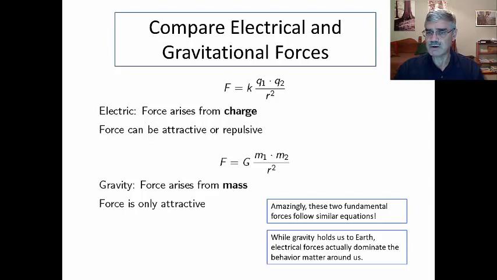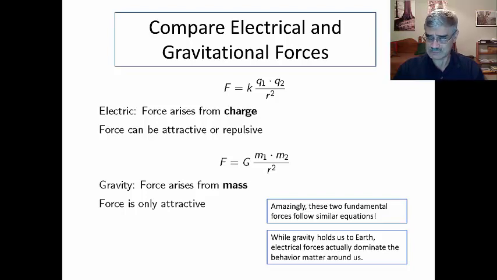So again, notice the remarkable similarity of the two equations. You have a constant, it's either k or G, times a product of, in the first case, the charges, in the second case for gravity, the masses. And in both cases, the force is inversely proportional to the distance squared, r squared, between either the charges or the two masses.